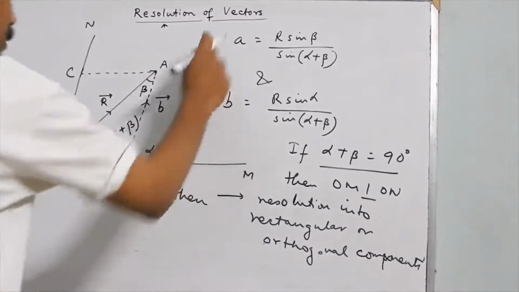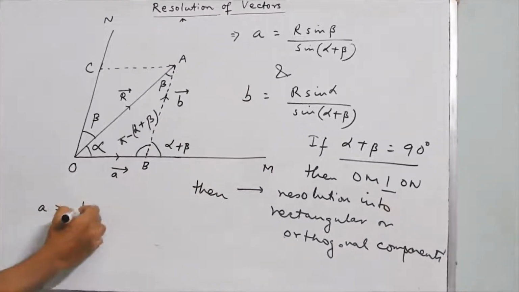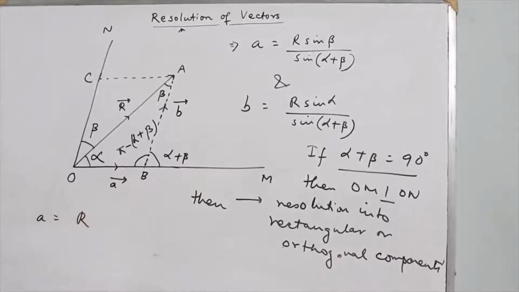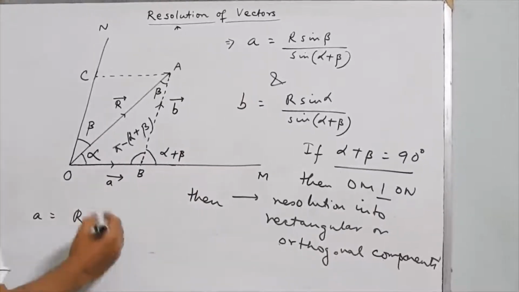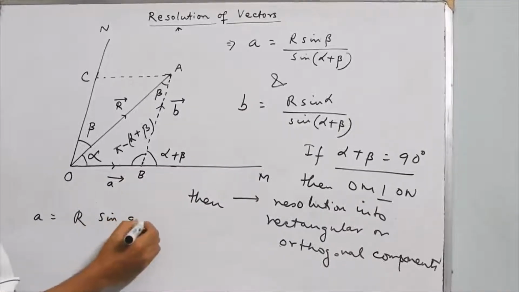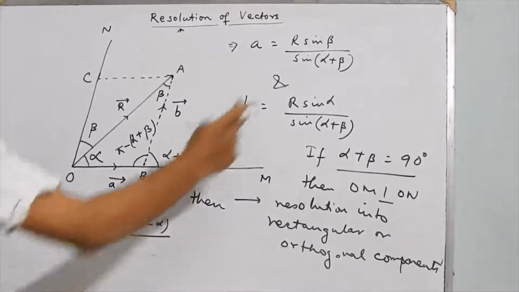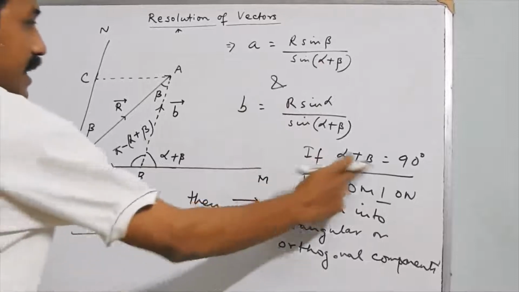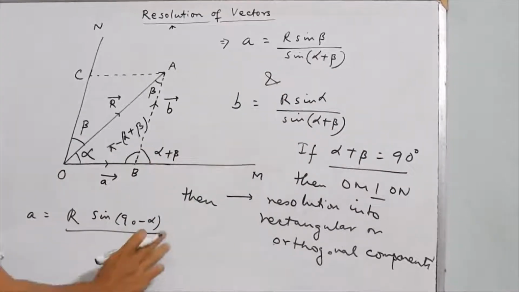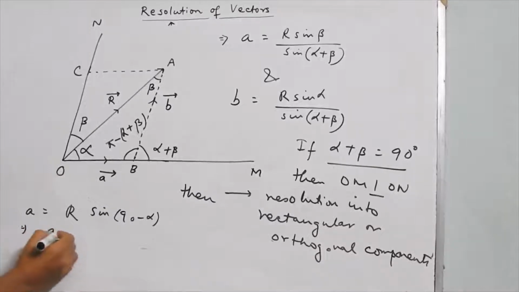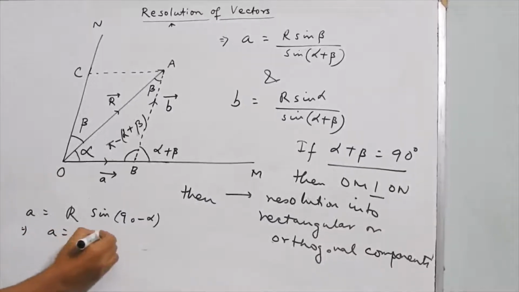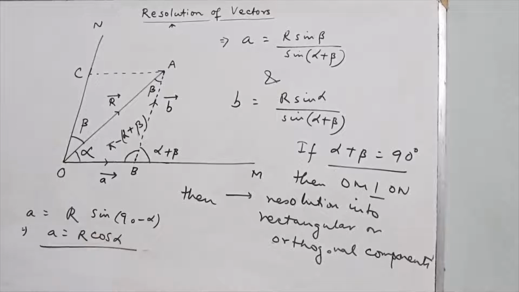So if this happens, then you can say A equal to R sine, instead of beta, what you can write sine 90 minus alpha, by sine alpha plus beta. Alpha plus beta is 90 degree, so sine 90 is 1, so this becomes just R sine 90 minus alpha, and R sine 90 minus alpha means R cos alpha. So this is what we get.